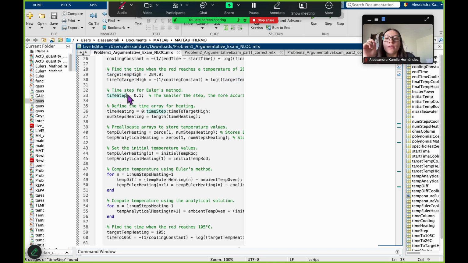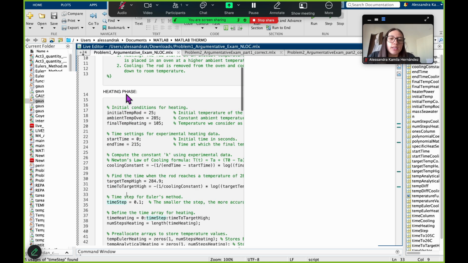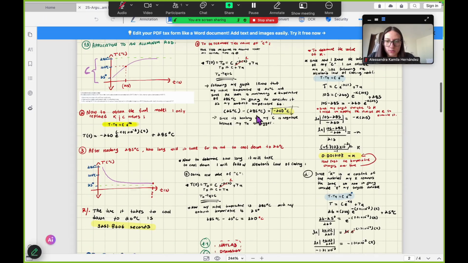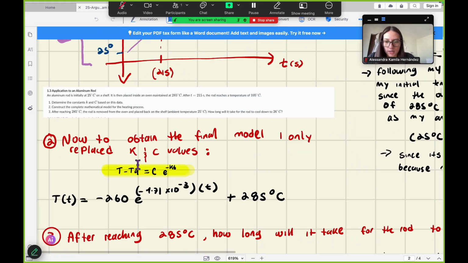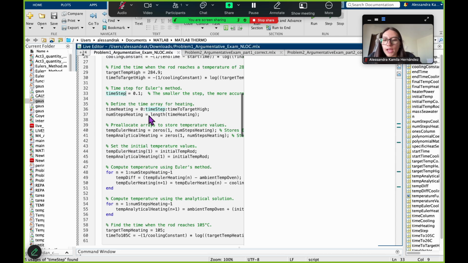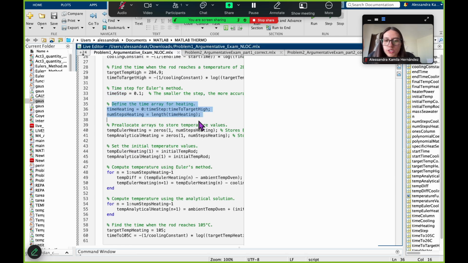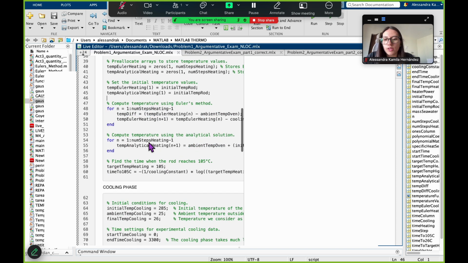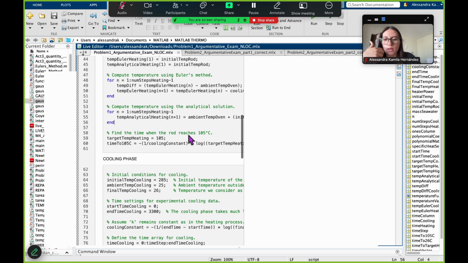So then since I'm using Euler's method and an analytical method, the analytical method means just this equation. This is the analytical way. I am just arranging the Euler and analytical way parameters. I'm using a for loop to compute the temperature for the Euler's method, and for the analytical, I'm only using the equation of the model. And that's it.